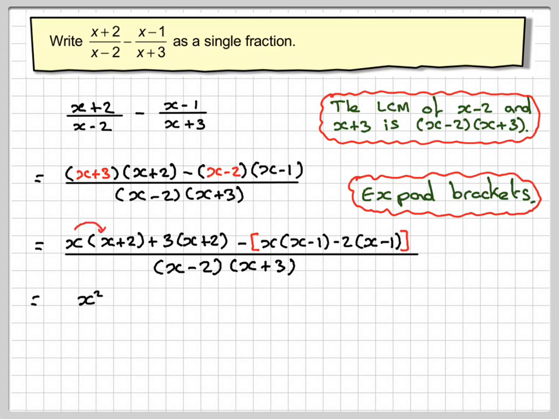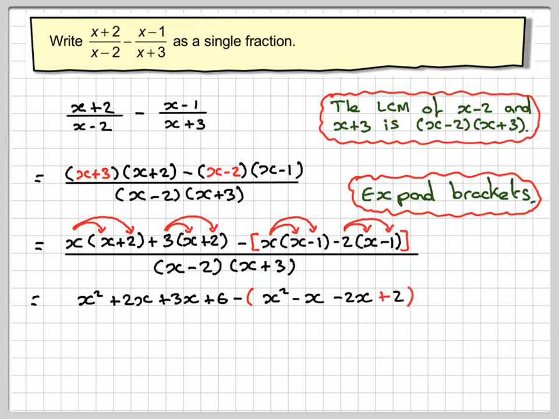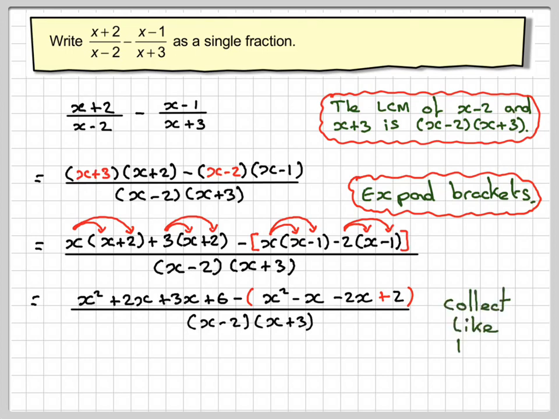And then expanding those, I'm going to get x times x, which is x squared, x times 2, which is 2x, 3 times x, which gives you 3x, and then 3 times 2, which gives you 6, minus x squared, x times minus 1 is minus x. Now this bracket you're going to keep in here at this stage. Try not to do too much in one go, or you'll make a mistake. So we've got minus 2 times x, which is minus 2x, and then plus 2, all over (x - 2)(x + 3).